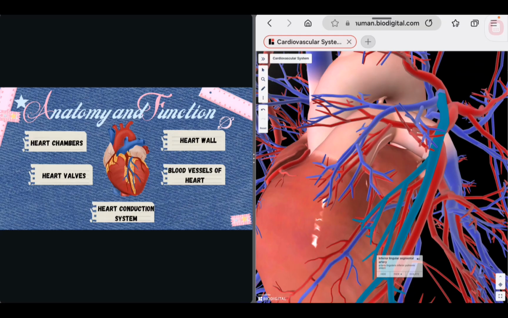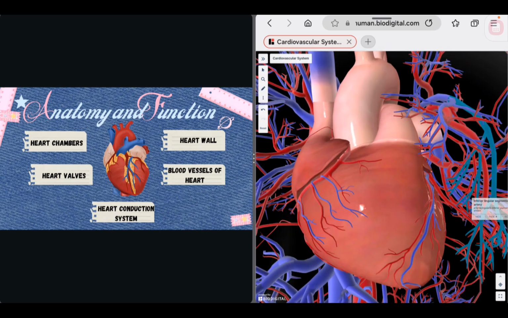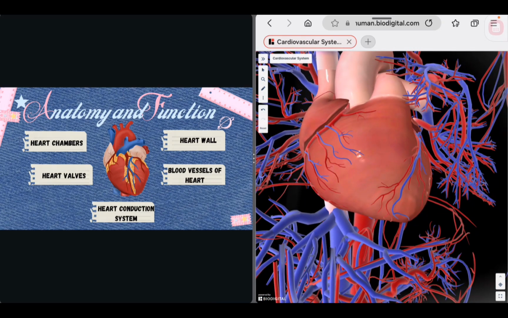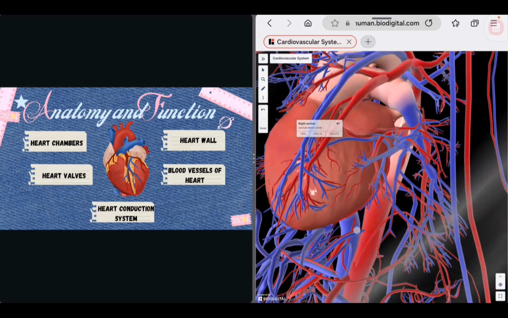So now for heart chambers, valves, and heart blood vessels, we're gonna look at it in 3D for a better view and better understanding. Now let's start off with the chambers. Our heart consists of 4 chambers, which are right ventricle, left ventricle, right atrium at the right auricle of our heart, left atrium at the left auricle of heart.